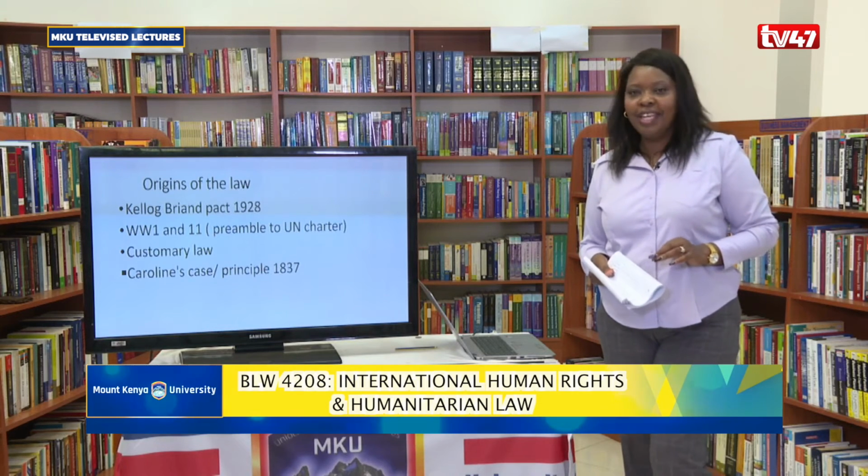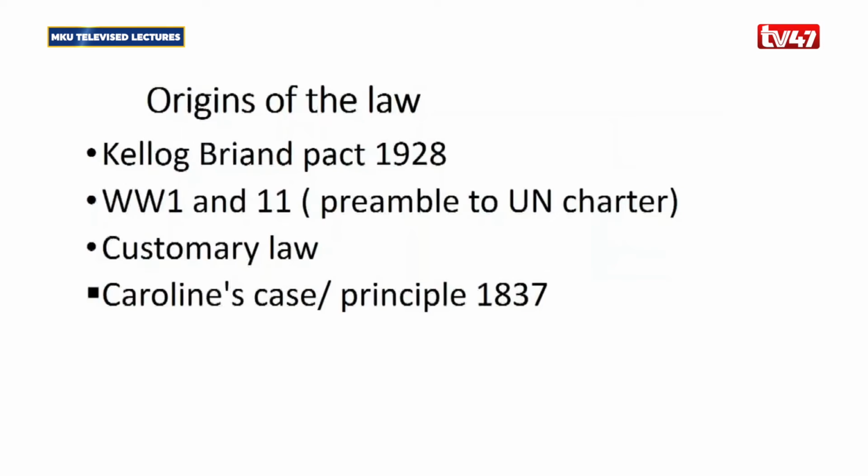This Caroline's case, which is also known as the Caroline affair, was a diplomatic crisis that arose between the US and British North America at that time, currently what we know as Canada. Canada was a colony of the British, a colony in North America. And because of that, they had sovereignty over that area. However, there were some rebels who were fighting against the British government in Canada.